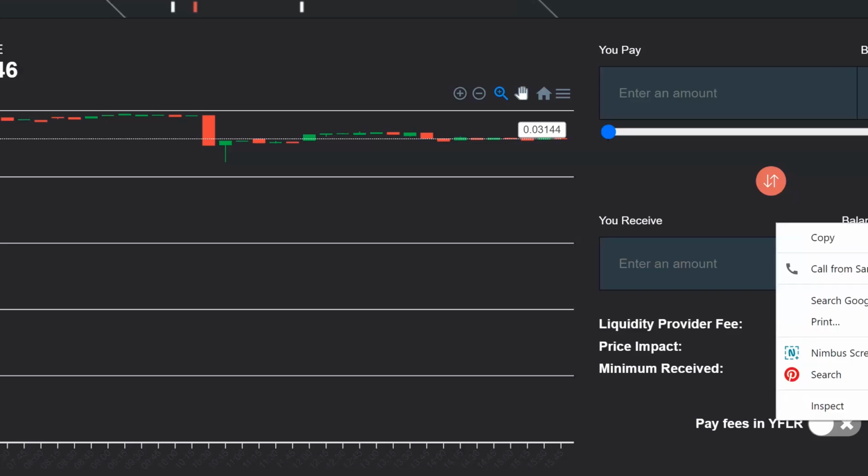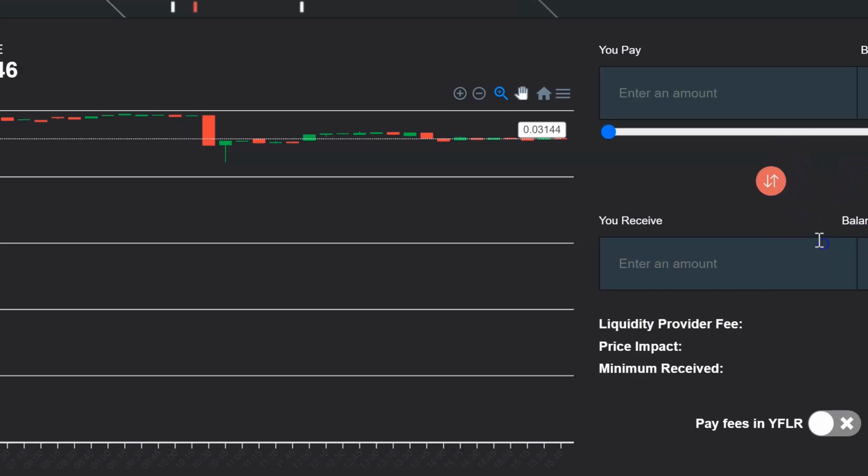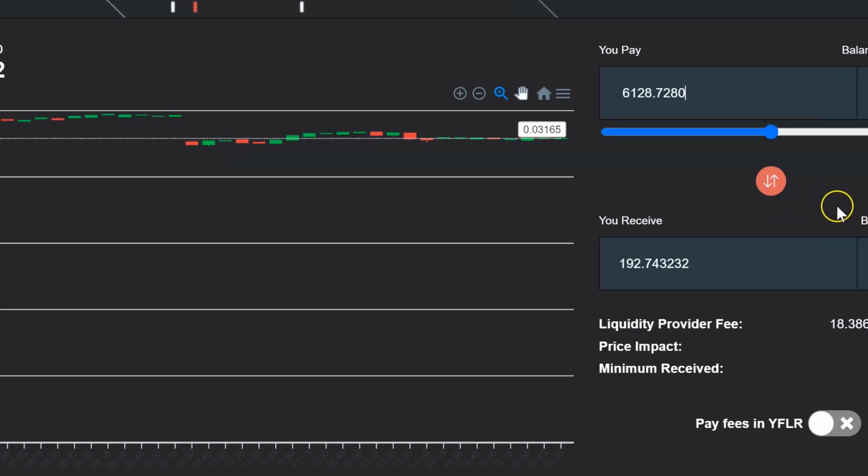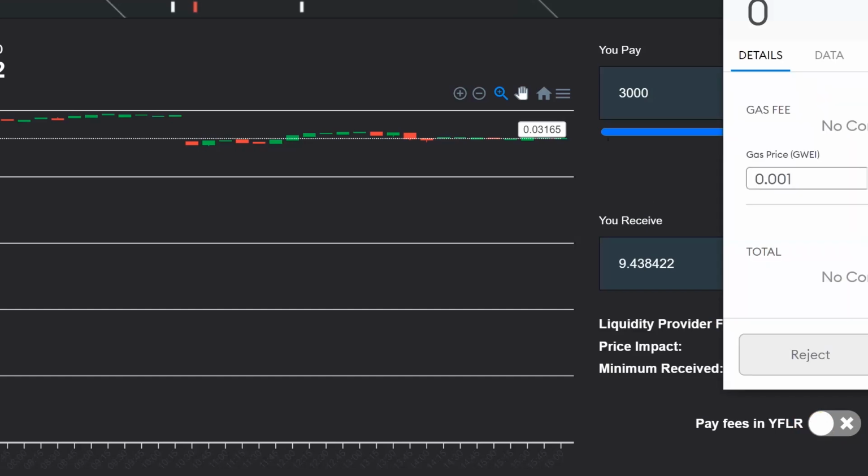All right, so copy, flip. I don't mind doing this. I like playing with the tools anyway. 192. What if I split this in half? Would it be about the same as what I do with the USD? I'm only going to get 9.